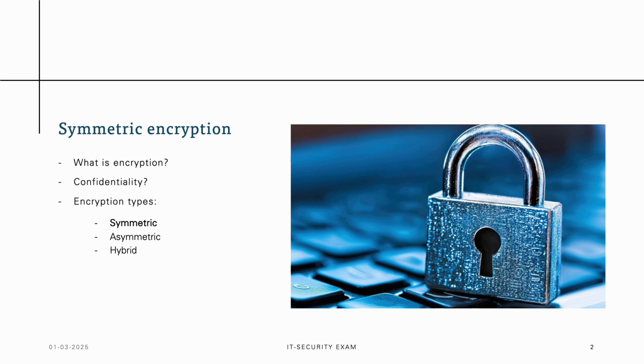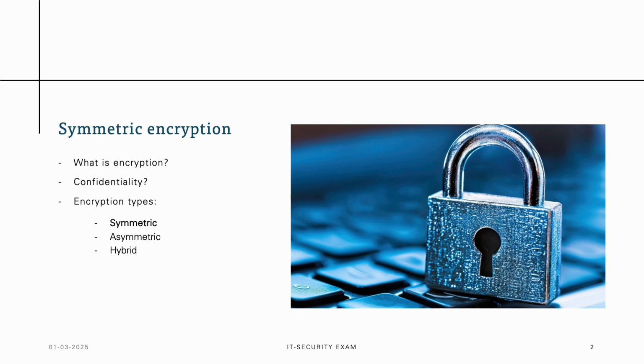And lastly, it makes no sense to talk about symmetric without mentioning the other encryption types. Symmetric is where we use a shared secret key. Asymmetric is where we use two keys, a public and a private. And finally, hybrid, where we combine both and exchange our symmetric key by using asymmetric encryption.